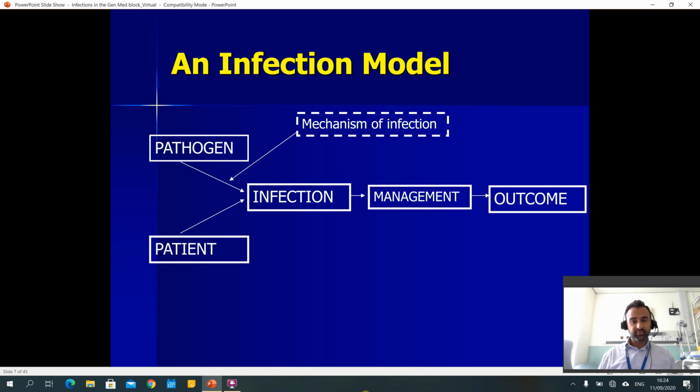So what's the mechanism of infection? Ultimately, what will you then do about that in terms of your management, and what is the outcome? Ideally, the outcome would be to cure the infection, but as we know, some infections are incurable and become chronic, and unfortunately, some also lead to death.